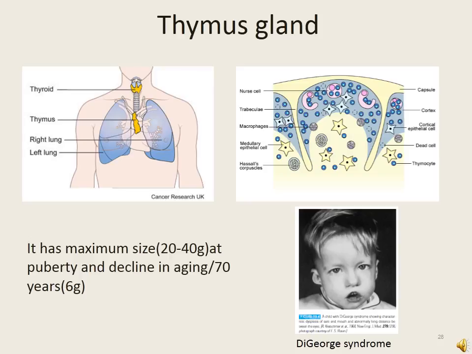And the bottom figure on the right hand side shows you that if someone lacks the thymus, he will have a primary immunodeficiency status. You can call this DiGeorge syndrome.